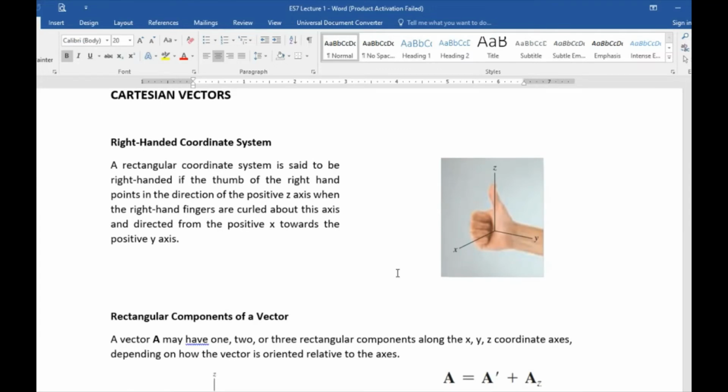Okay, next we have Cartesian vectors. A right-handed coordinate system. A rectangular coordinate system is said to be right-handed if the thumb of the right hand points in the direction of the positive x-axis when the right hand fingers are curled about this axis and directed from the positive x towards the positive y-axis. So, kung gagawin mo to, yung pinopoint ng thumb mo, if it's pointing upwards, then that's the positive z-axis. And then, kapag open mo yung four fingers, okay, so that's your positive x, and along your arm, that is your positive y-axis. Okay?